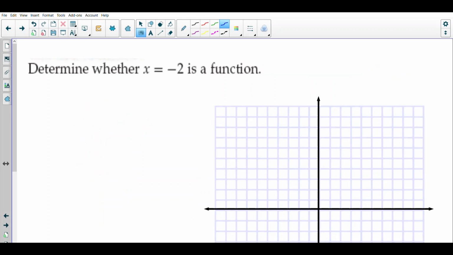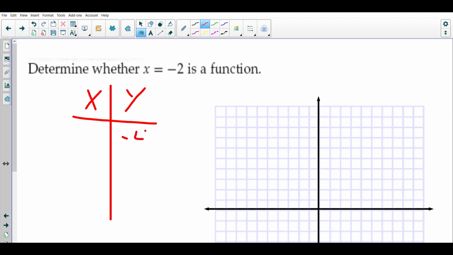All right, next one. Let's look at it. Determine whether x equals -2 is a function. So let's make another t-chart for ourselves. So if we have x, we have a y. So if we put in, let's say, -4 for y, what is x? Well, it tells us x is -2, no matter what. If I put in 0, I get -2. If I put in 1, I get -2. I could put in a billion, and x would be -2 because it tells me x is -2.